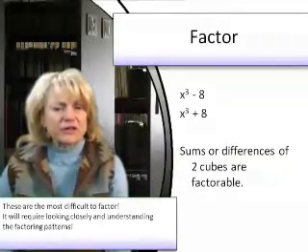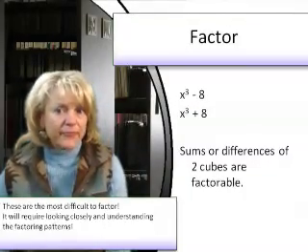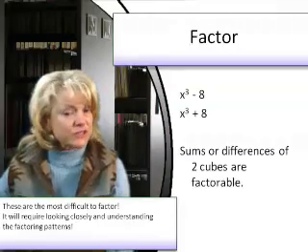Now we move on to factor a sum or difference of two perfect cubes. If a number is a perfect cube, you can come up with a number that, when multiplied by itself 3 times, results in that number.